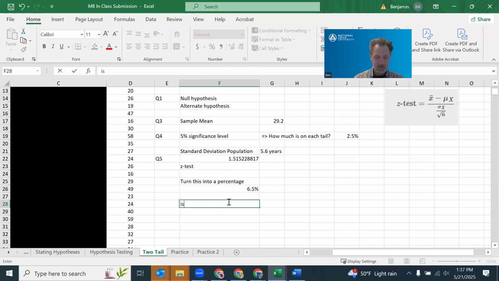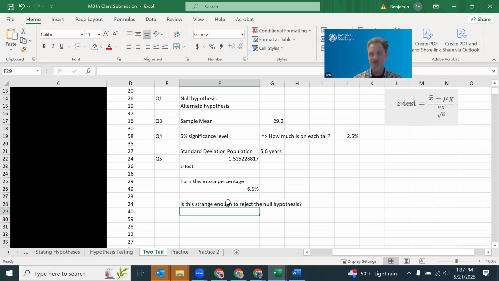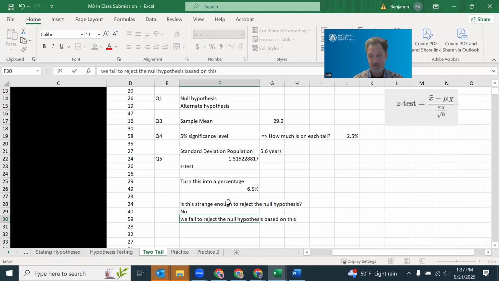Is this strange enough to reject the null hypothesis? The answer is, pause, try to answer the question yourself, see if you got the right answer. The answer is no. We fail to reject the null hypothesis. Your answer could be different based on this sample.